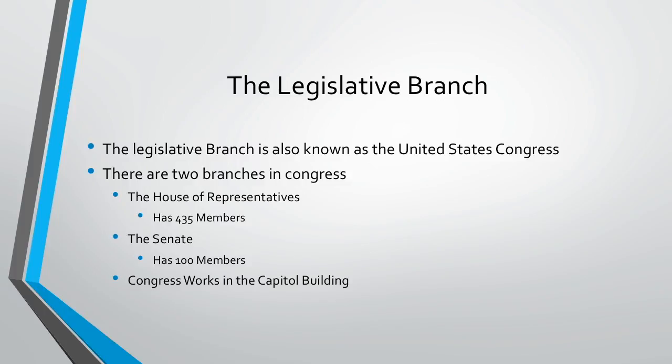In the House of Representatives, you will notice that there are 435 members, and these members are chosen from each state based on population. Each state is allotted a certain number of representatives, and it's all based on state population. The Senate has 100 members, but unlike the House of Representatives, in this house only 2 representatives come from each state, regardless of the size of the state. And as many of you already know, Congress works in the Capitol building.